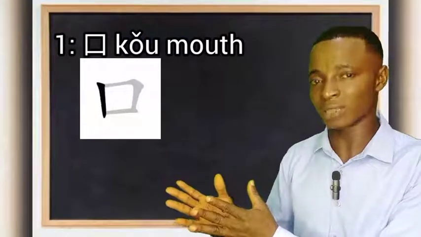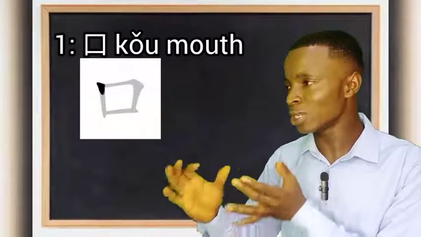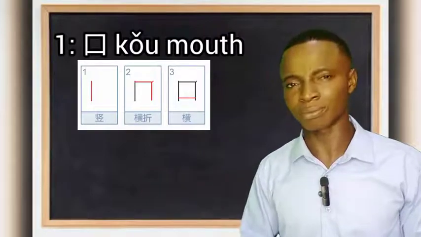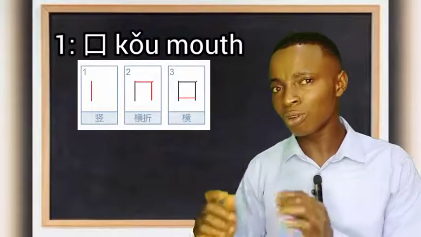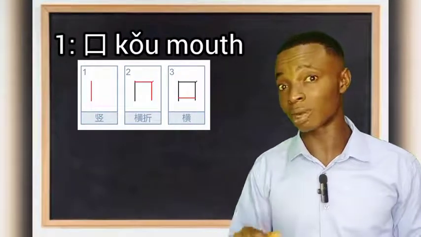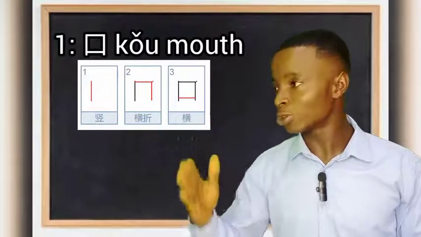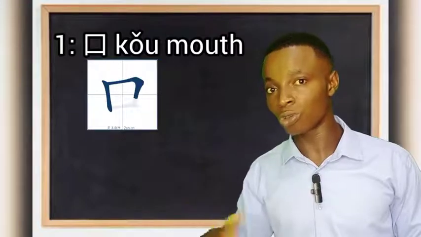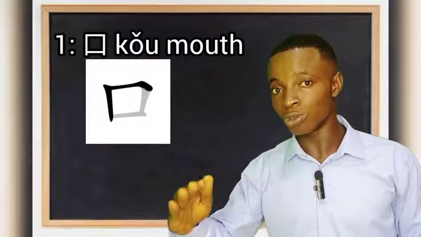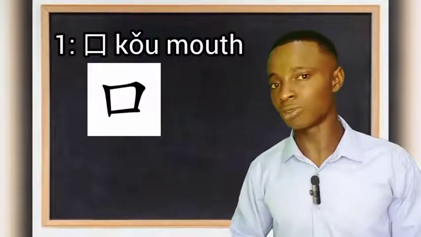Now, let's see how to write this character. Can you trace out where this héngzhé appears in this character? When looking at the character, can you also discover how many stroke orders we have here? Here we have 3 stroke orders. Let's practice together. Shù, which is the vertical line, héngzhé, horizontal turning, and héng, the horizontal line. It's very simple to write.